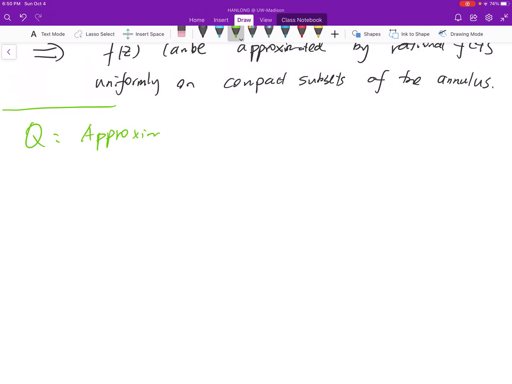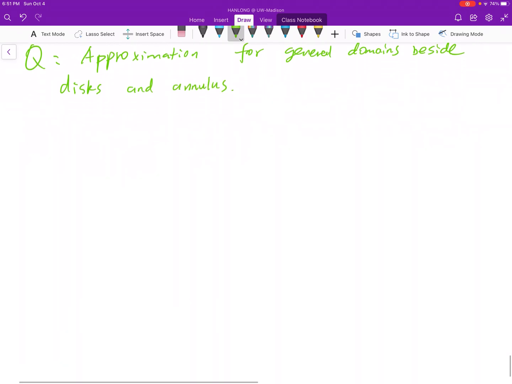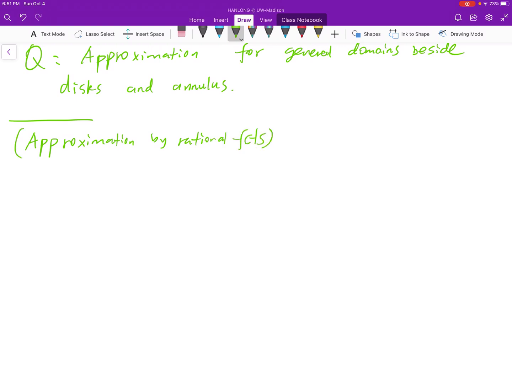Okay, approximation for general domains beside disks and annulus. So first, let's do easy stuff, approximation by rational functions. Since we can use more functions, then the proof is easier.